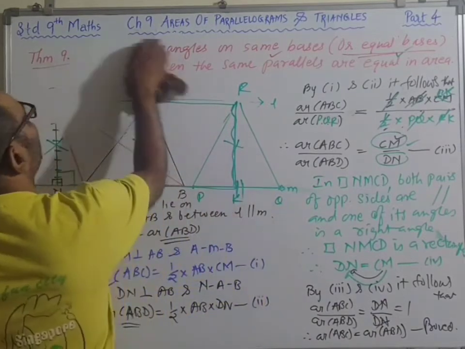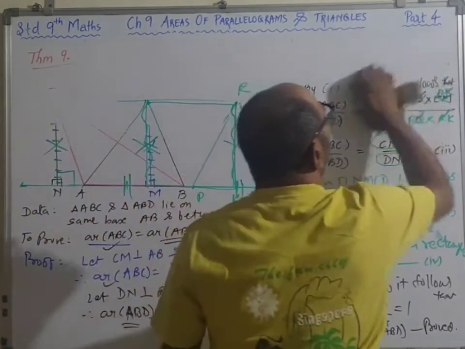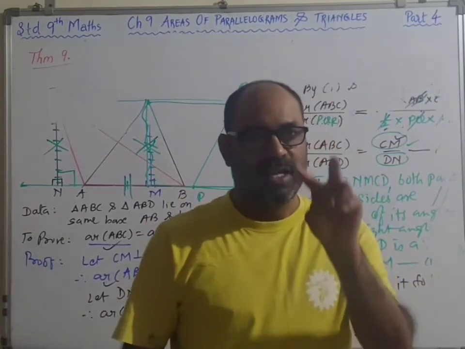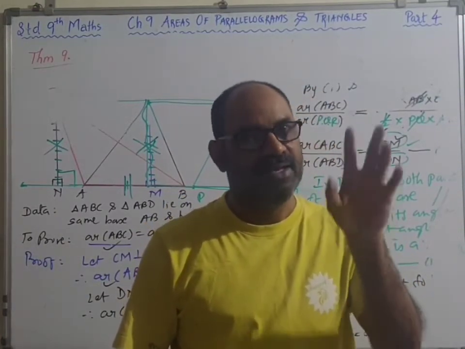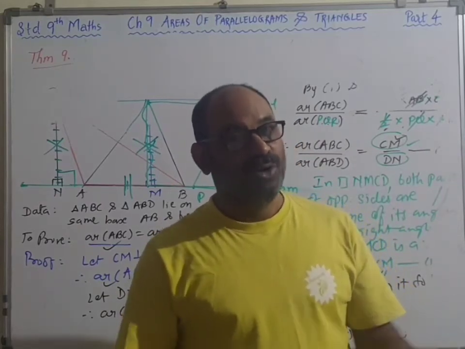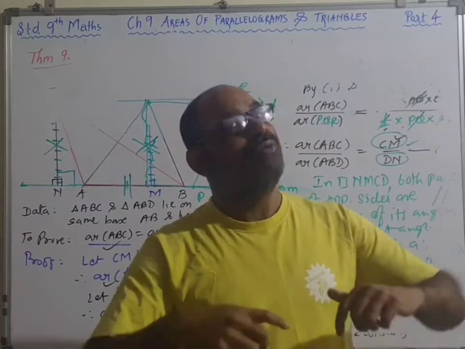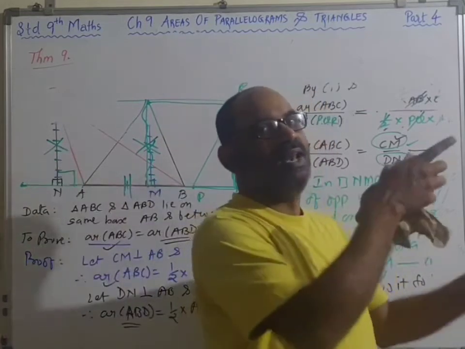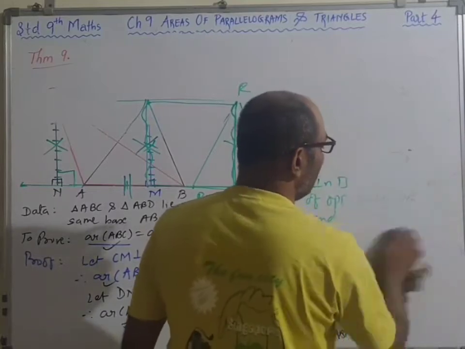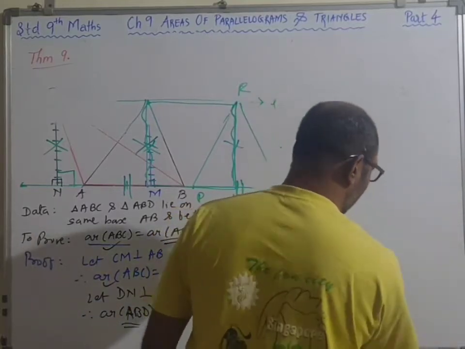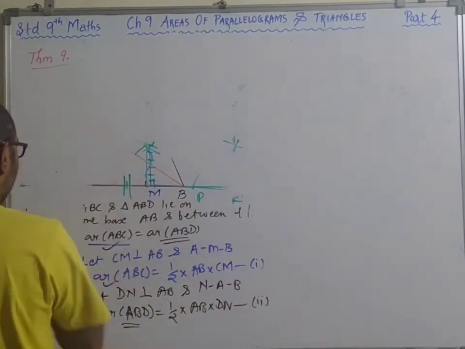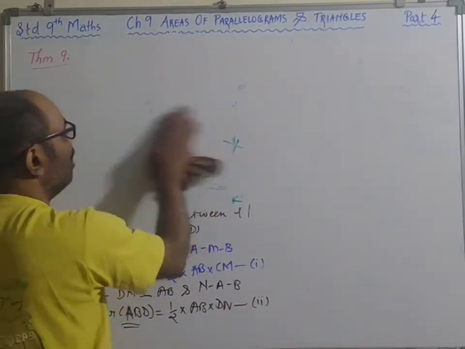Now theorem 9.3, it is converse of 9.2. 9.2 says if two triangles on the same base and between the same parallels are given, then they are having equal area. Now, if two triangles on the same base have equal area, then they will lie between the same parallels. Alright, that is the statement of theorem 9.3. We are not going to prove it, children. We shall not prove. I am just writing the statement on the board. Alright.